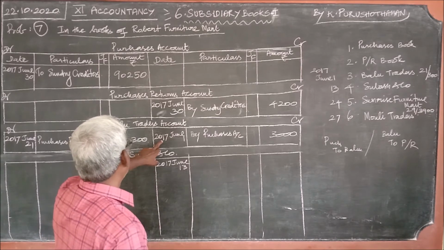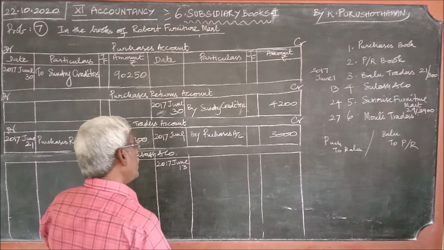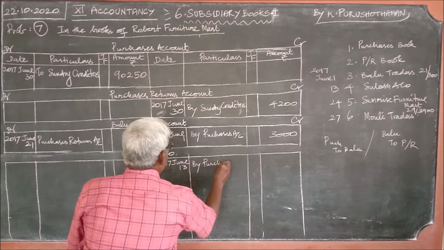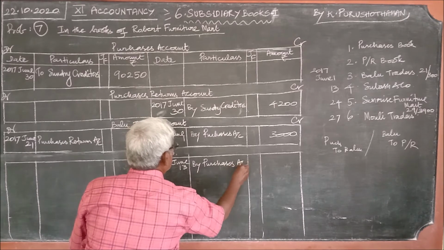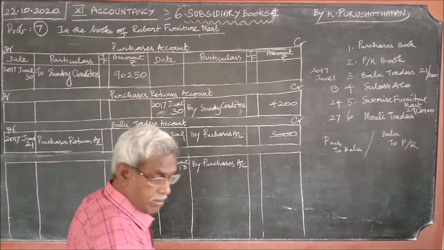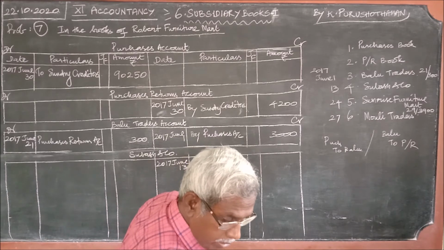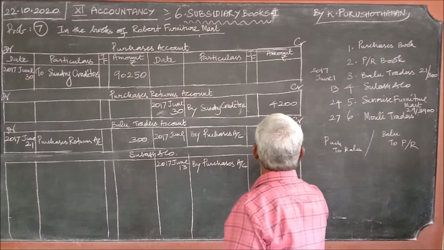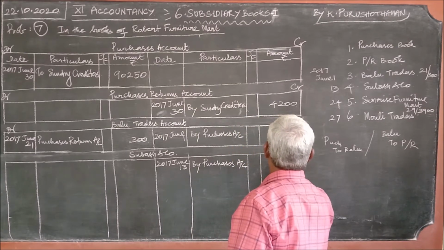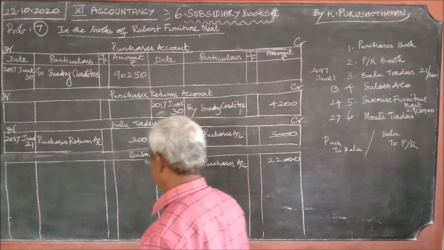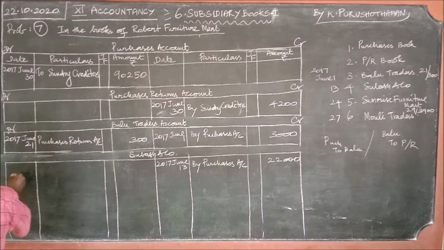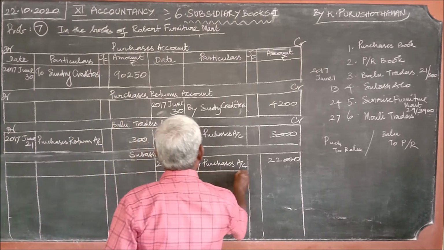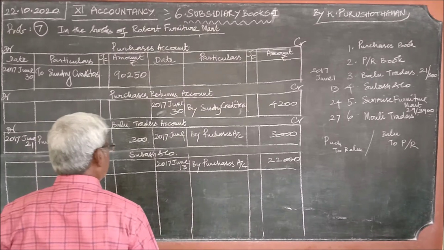For Subhash and Co, the purchase was made by purchases account. The total amount for Subhash and Co. is 22,000. That's all. With this, the Subhash and Co. account is over.